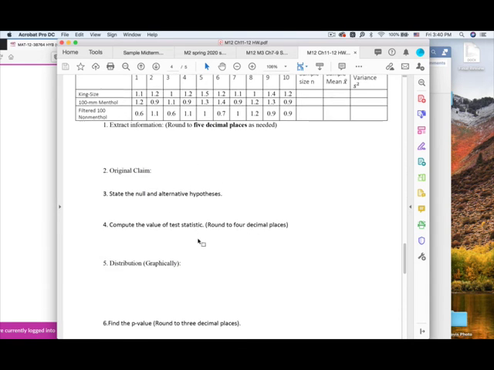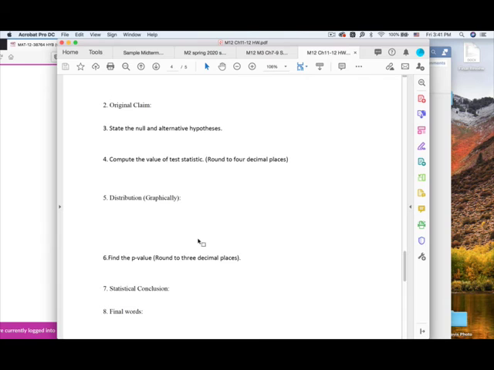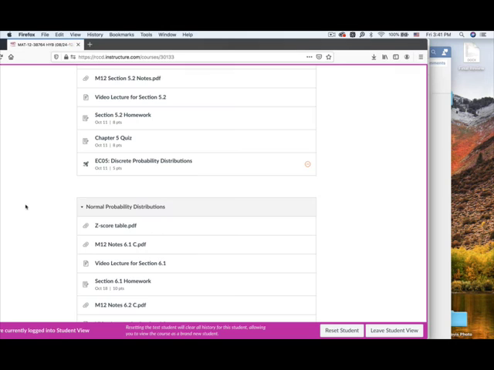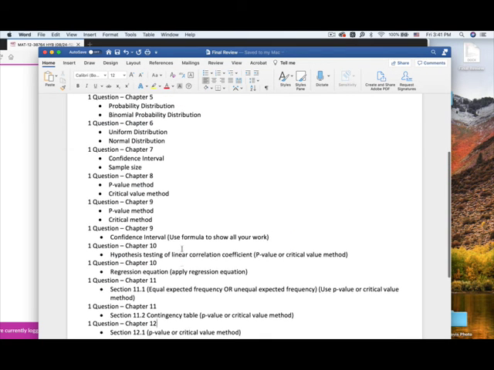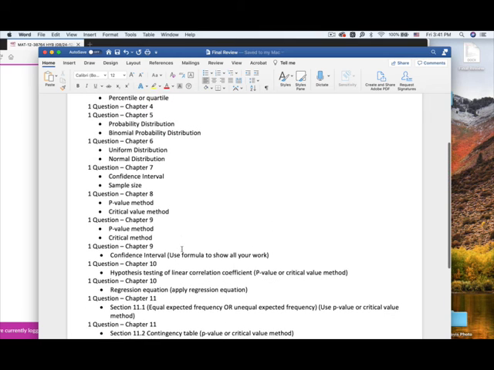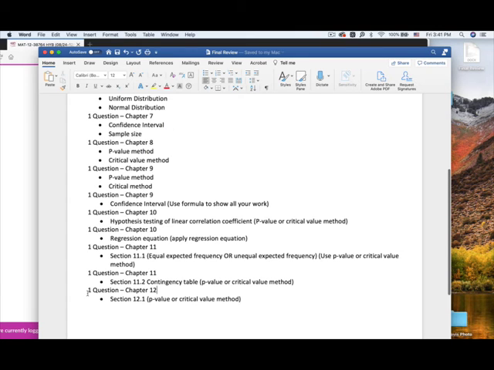And in chapter 12, you may need to know how to use either the p-value method or the critical value method. So the distribution will be the F distribution, and the F distribution is also skewed to the right. Okay, so in total we have 13 questions, and that will be 125 points.